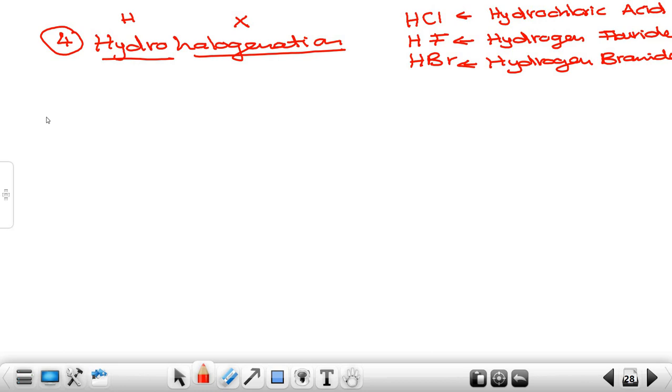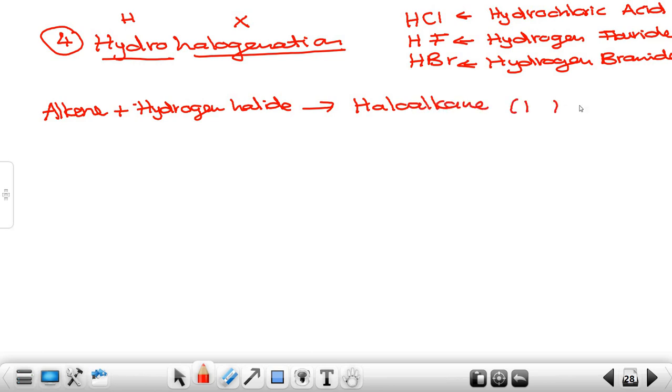Right. So when we have an alkene, we add a hydrogen halide. We are going to get a haloalkane that has one halogen. Alright, so let's see. 1,2-ethene. We can do a second example. Let me do bute.